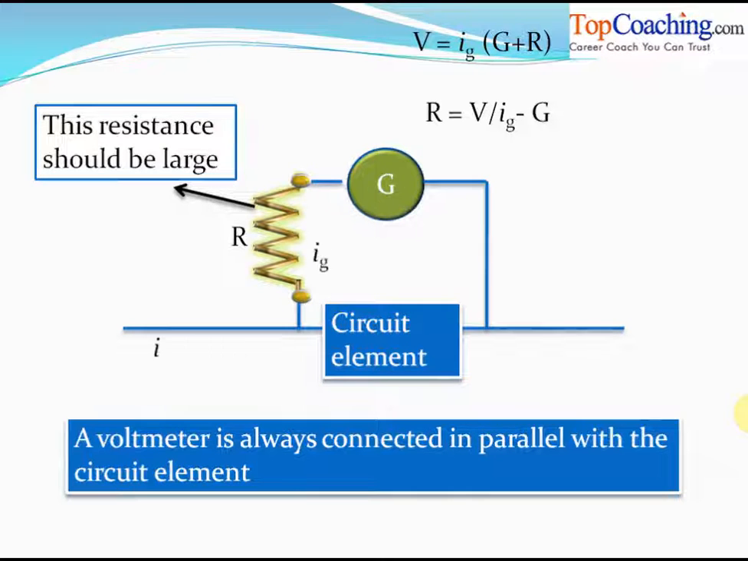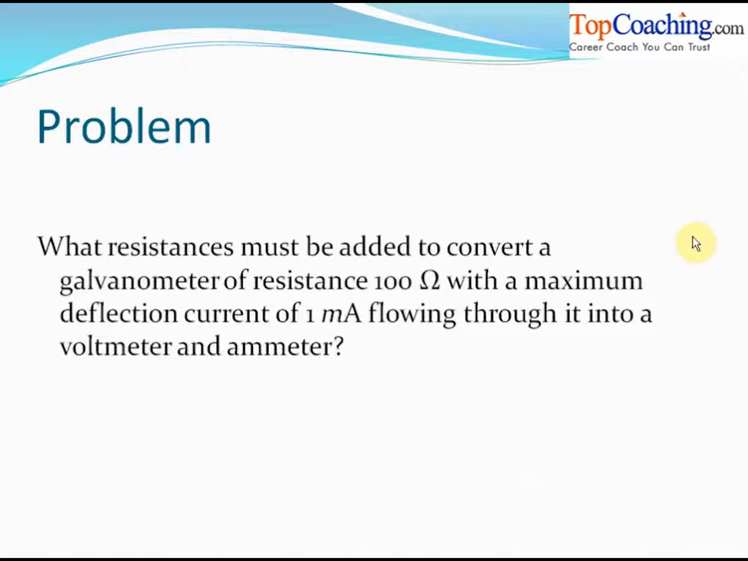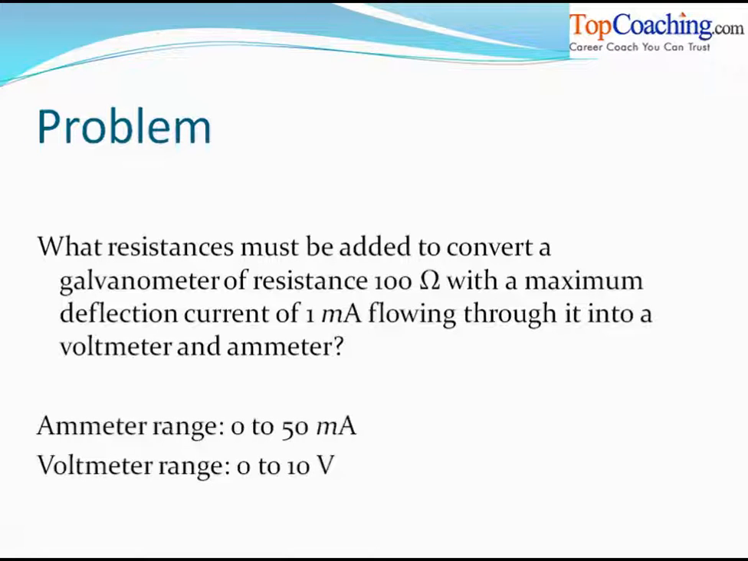Let's now solve a problem to clear our concepts related to ammeter and voltmeter better. What resistances must be added to convert a galvanometer of resistance 100 ohm with a maximum deflection current of 1 milliampere flowing through it into a voltmeter and ammeter? The ammeter range should be from 0 to 50 milliamperes and the voltmeter range should be from 0 to 10 volts.